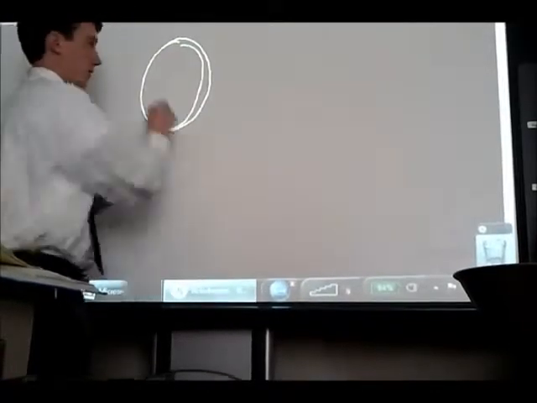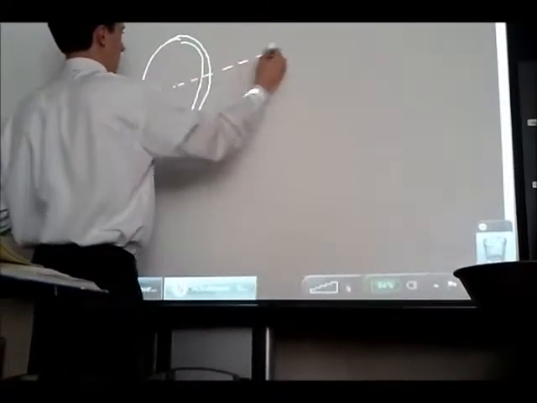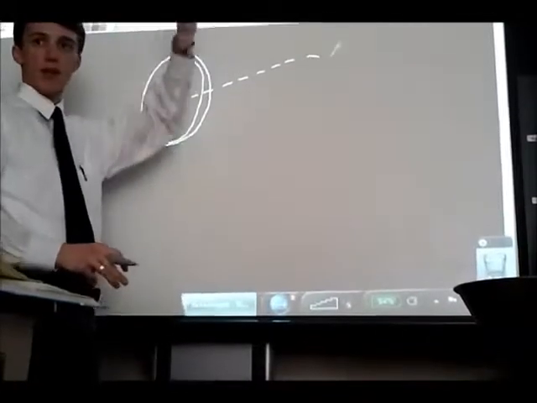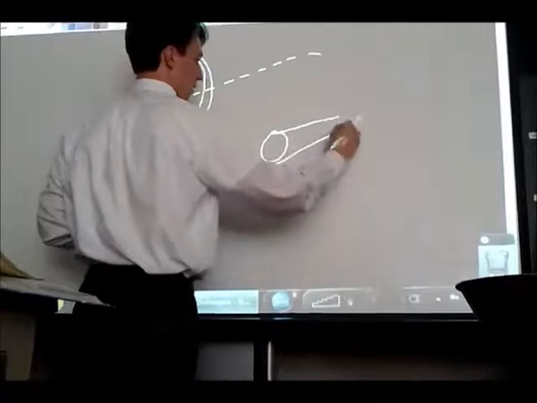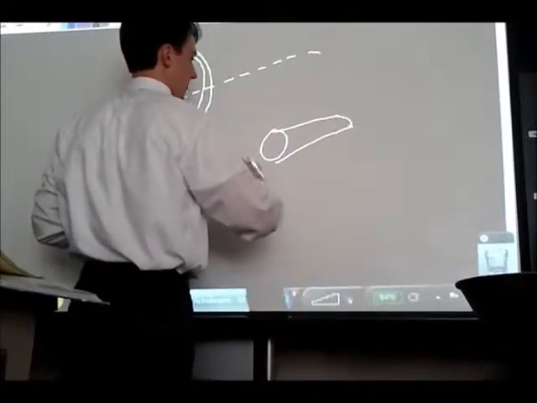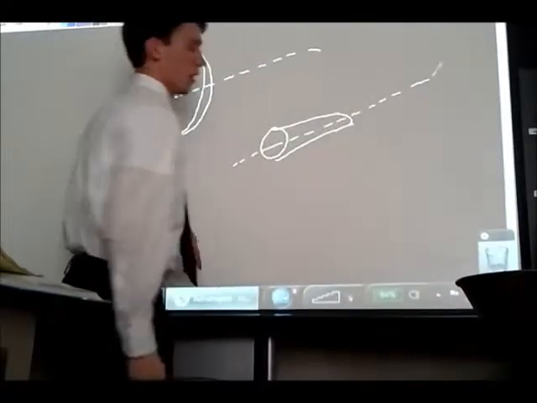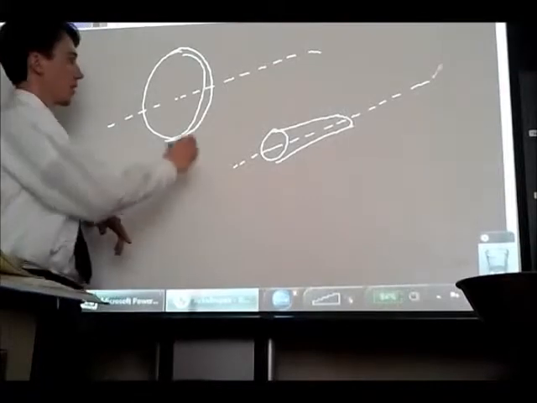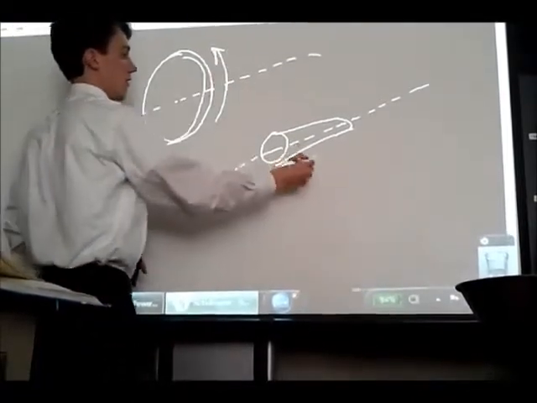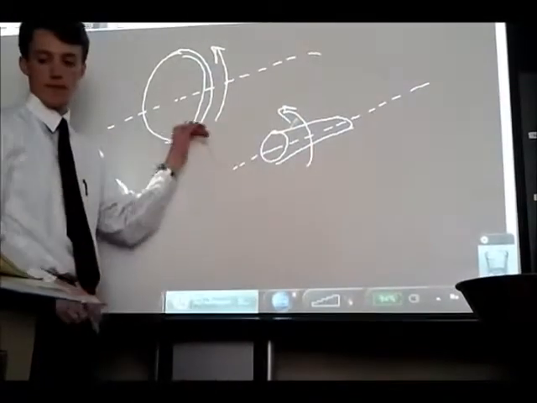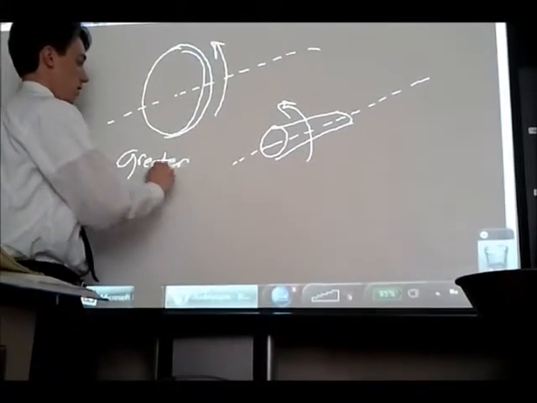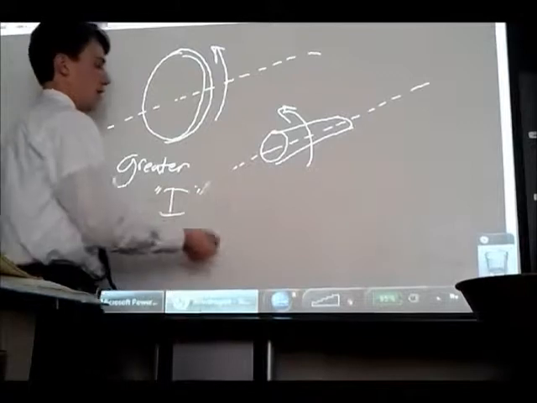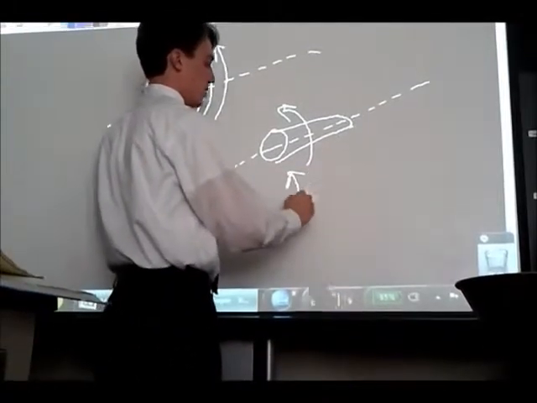This is like if I draw, this is like a wheel spinning versus this. She has one. You see these two? Spinning. This one has a greater I. This one has a smaller I.